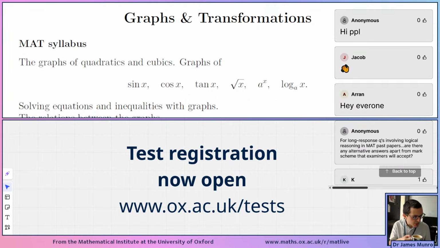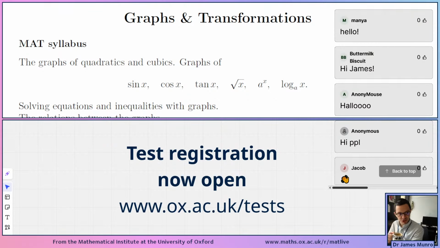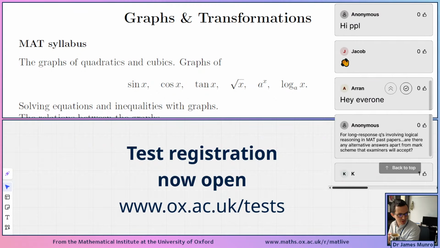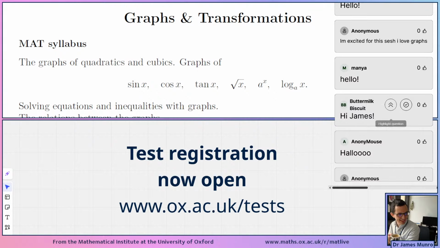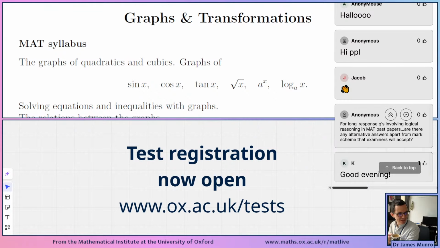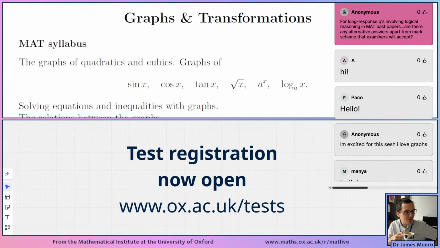Right, and there's a question. I'm going to scroll down and highlight it. For long response questions involving logical reasoning in maths past papers, are there any alternative answers?